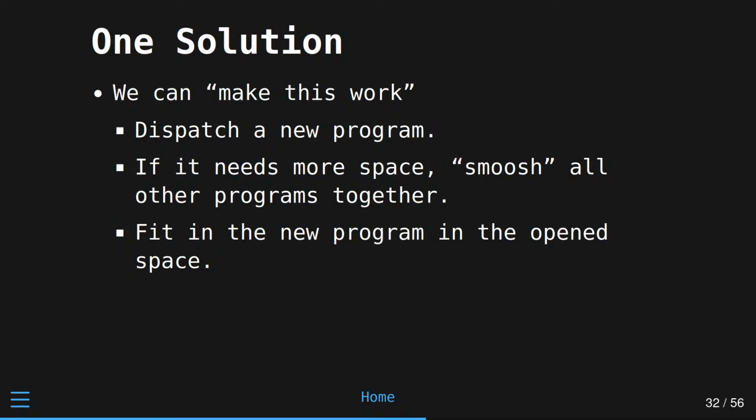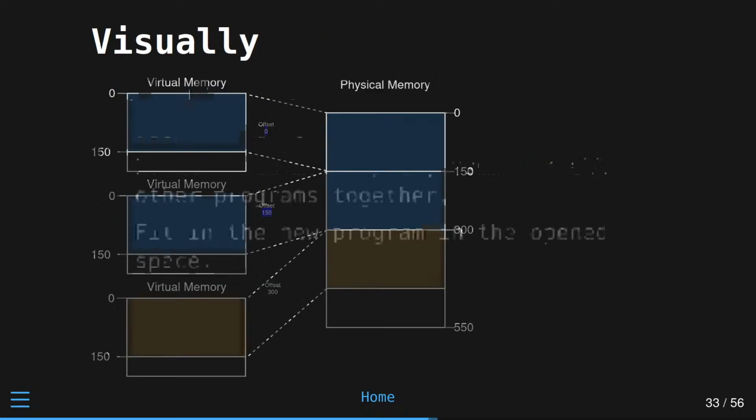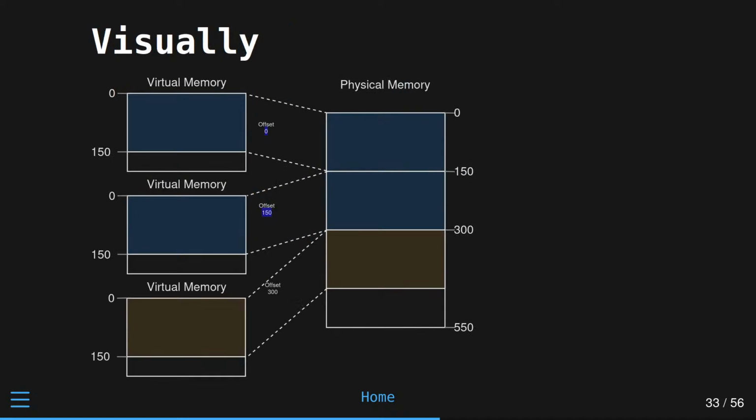So that's what the OS does to its programs, right? Then you fit the new program in the open space, and that is how you adopt multiple cats at the same time, right? So I have my 2 cats. They weren't getting along that well, so I smooshed both of them, and then I placed the 3rd cat on top of the 2 previous cats. They all fit in memory, and I still have 100 left.